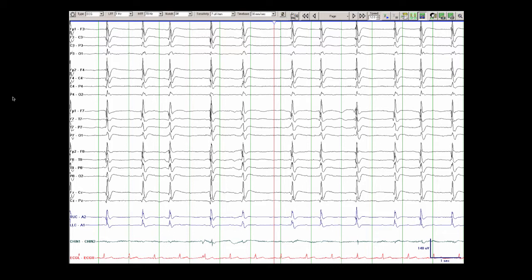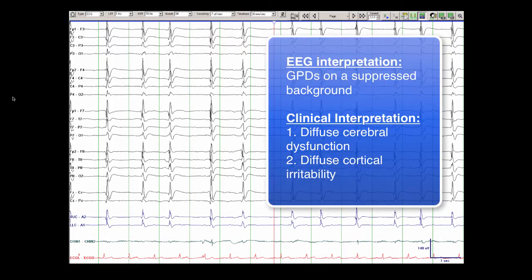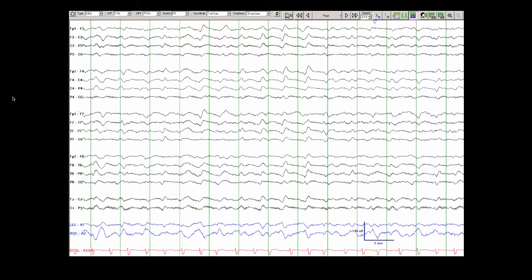In this particular scenario, this patient has had a cardiac arrest and has developed diffuse cerebral dysfunction, expressed as the diffuse suppression of background activity, and also has diffuse cortical irritability, expressed in the high voltage, sharply contoured generalized periodic discharges. For the sake of contrast, I will show another example of generalized periodic discharges.